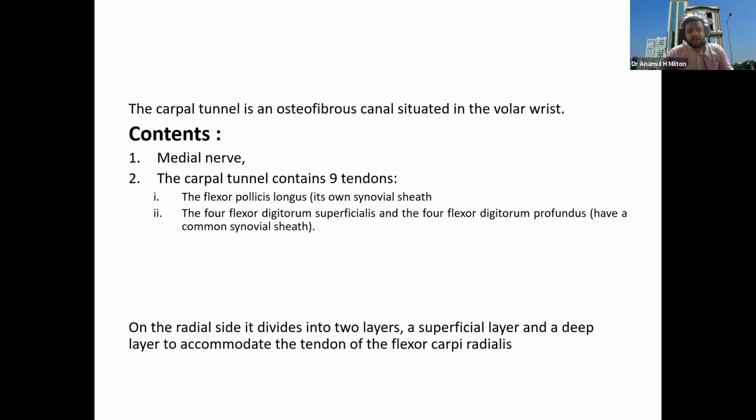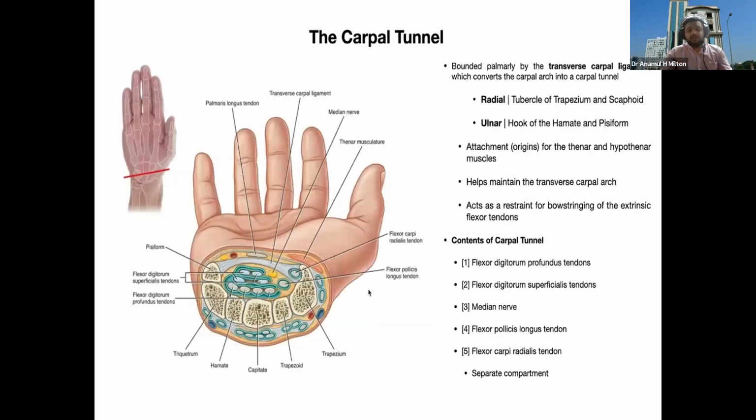Okay, and another very important part: the superficial muscle and deep muscle are divided. The flexor digitorum superficialis is the superficial one, and the profundus is the deepest part. Okay, so we can see here, we almost talked about these things.